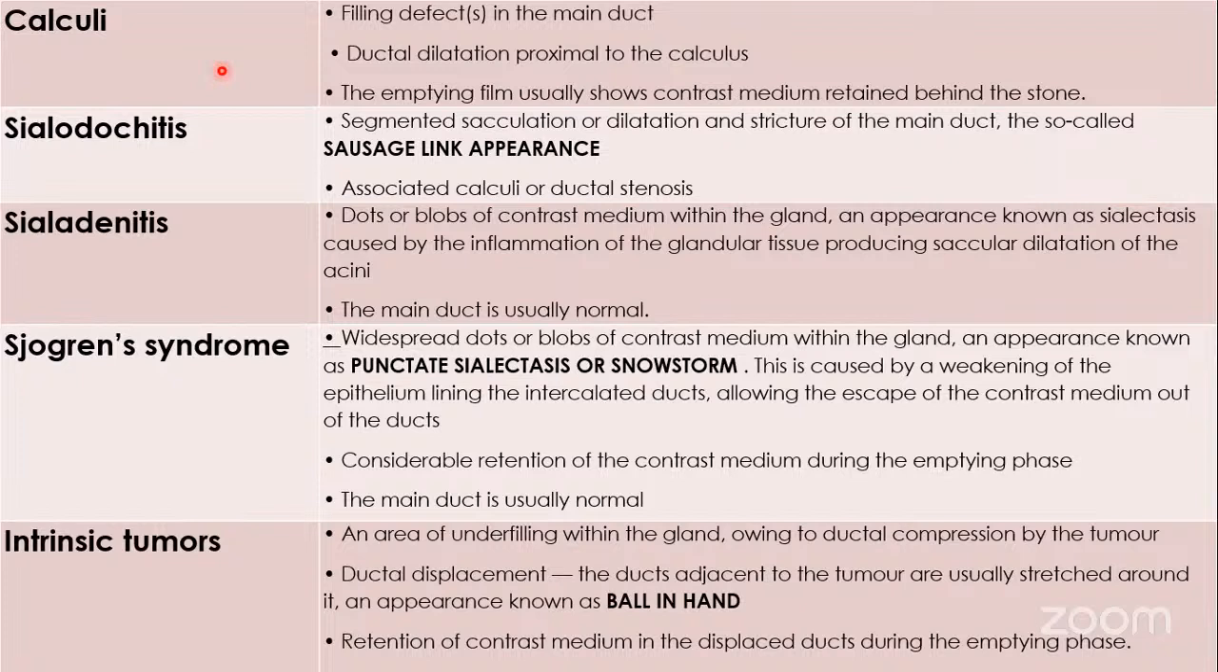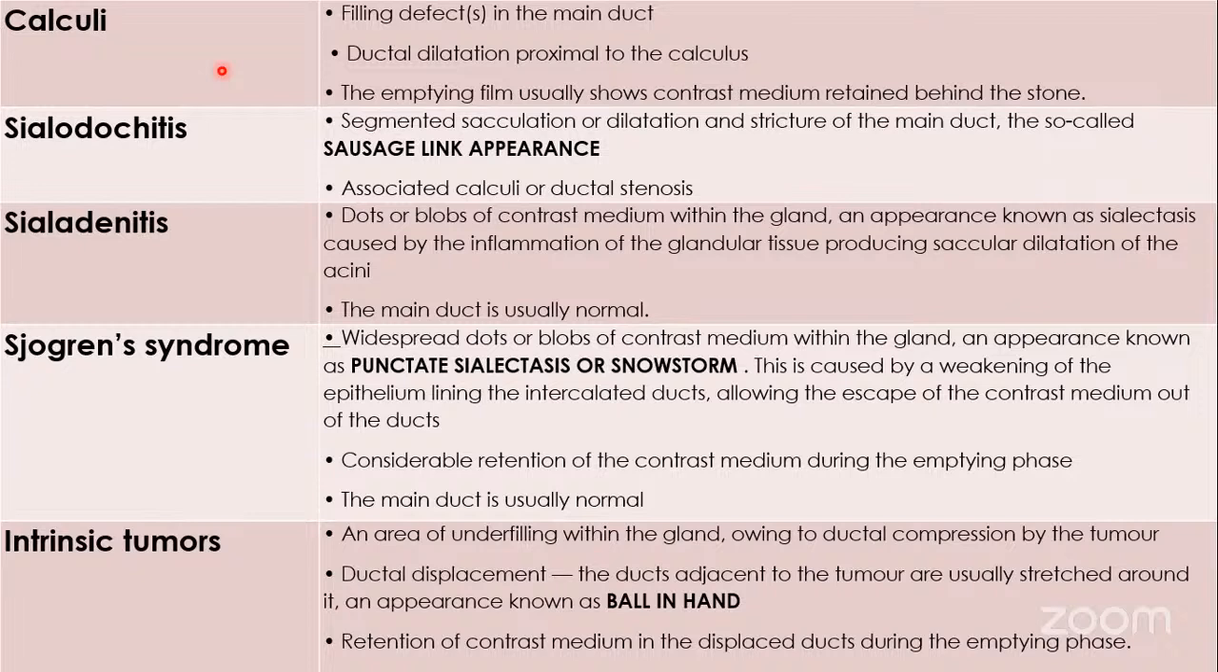Next, sialadenitis I've already shown there, and in Sjogren syndrome, we call it punctate sialectasis or snowstorm appearance. And in case of intrinsic tumors like mucoepidermoid carcinoma and pleomorphic adenoma, you have so many salivary gland tumors, right? In those tumors, the classic appearance is the ball in hand appearance. So these are the features of salivary gland pathologies as seen in your sialograph.